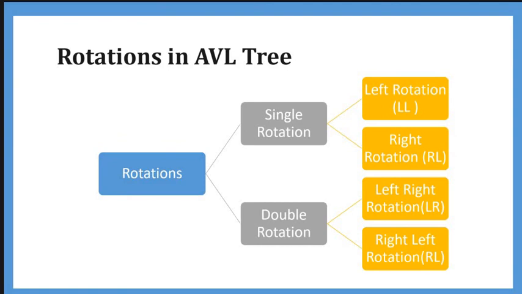Single rotation is either a left rotation or a right rotation. In double rotation, you apply a combination: a left rotation followed by a right rotation, and the second option is a right rotation followed by a left rotation. So LL, RR, LR and RL are the short forms for these rotations. In the next video, I am going to explain these different rotations and will solve one example on the AVL tree. Thank you.